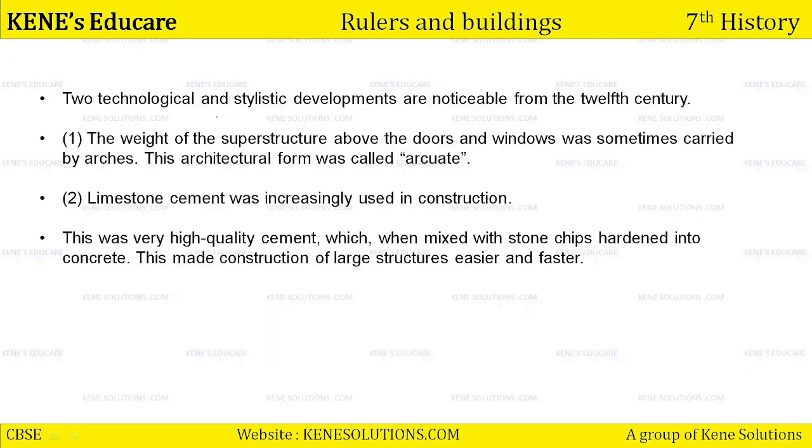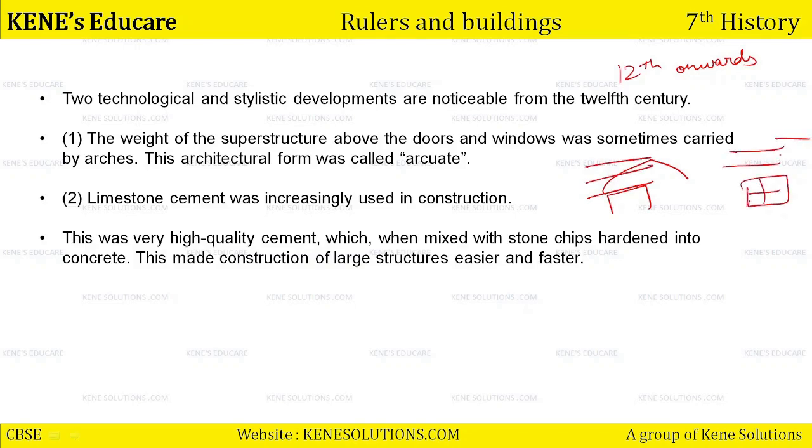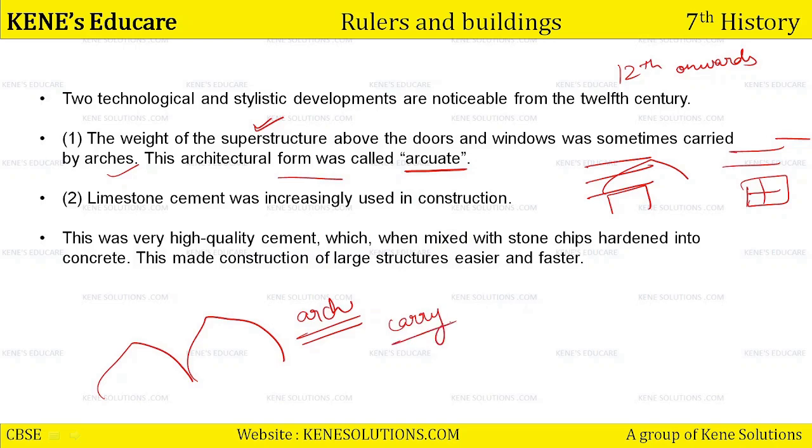To tell you further on this, two technological and stylistic developments are noticeable from the 12th century onwards. What is this? The first is the weight of the superstructure above the doors and the windows. Doors के ऊपर होने वाला structure, windows के ऊपर होने वाला structure. The weight of the superstructure above the doors and windows was sometimes carried by arches. Arches को weight संभालना पड़ता था इस superstructure का. This architectural form was called the arcuate principle. Arcuate, when the arch has to carry the weight of the superstructure, then it is known as the arcuate style of architecture.